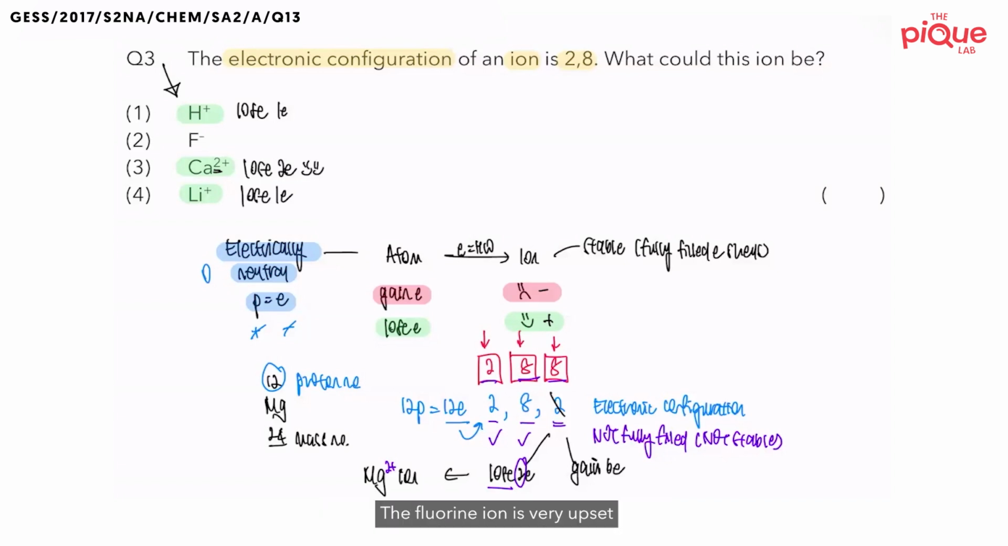Which ion is the saddest? The fluorine ion is very upset because it has a negative charge to it. Why is it upset? That is because it has gained electrons. And how many electrons did it gain? It has gained 1 electron.